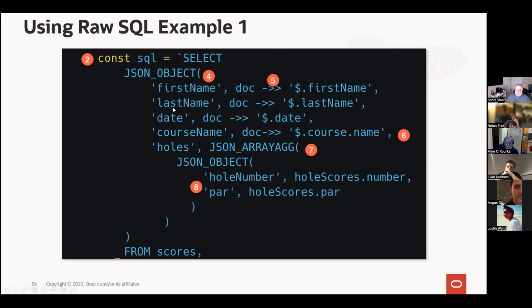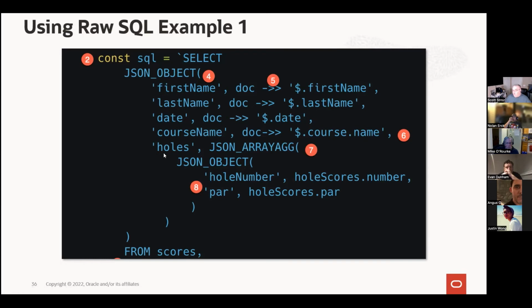And then we have the same thing for lastName, where we're saying it's the doc, and then we have the path operator going to lastName. Date, doc, path operator, date. And here we've got course name. And you'll see we have doc, the path operator, and here we say the path is $.course.name. So we know from looking at this that there's a property called course in the main object, and that course has a property named name. And then we have a property called holes.